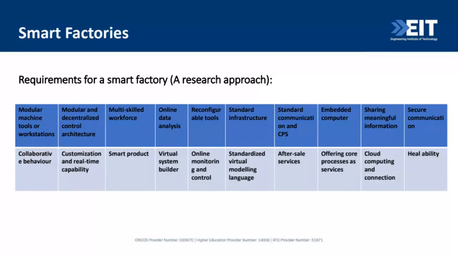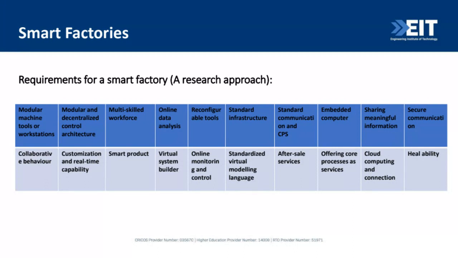So there are some requirements for the smart factory, because we are running out of time. We are just touching that. This is a research approach. So smart factories should be modular and decentralized in both control and machine tools. So we need a multi-skilled workforce. Definitely when we are working with the robots who are intelligent and they can make decisions, we need some skilled workforce to be able to collaborate with these machines or sensors or any smart equipment and devices in our system.